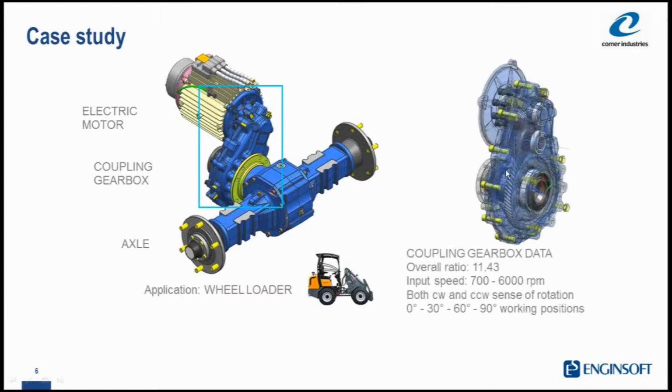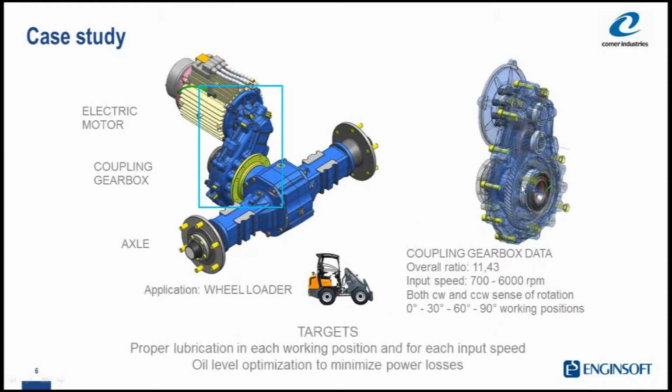In this study they wanted to analyze this gearbox. In particular, they wanted to understand the lubrication of the system at different rotating speeds, and also in different rotation orientations, clockwise or counterclockwise, and at different tilting angles of the element itself. As I said, the target was first to understand the lubrication of the system, but then also to optimize the oil level to minimize the power losses due to the churning of the oil itself.